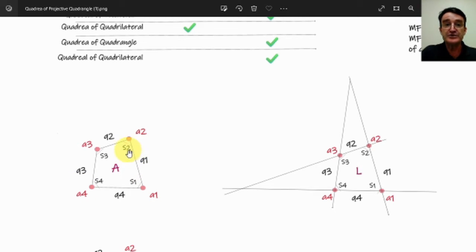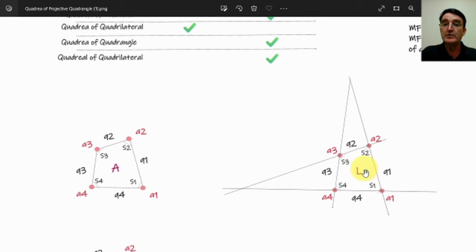Similarly, S2 is the spread between the lines A1A2 and A2A3, S3 is the spread between lines A2A3 and A3A4, and S4 is the spread between lines A3A4 and A4A1. And there's this projectively invariant quantity A, called the quadria of a projective quadrangle. So this is the projective quadrangle.